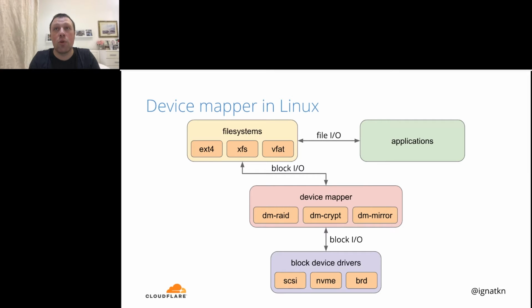There is a dm-mirror module which can transparently back up your data to a secondary storage as you write it. And we're going to talk about the dm-crypt module, which transparently encrypts or decrypts block I/O requests as they go through to the device drivers.